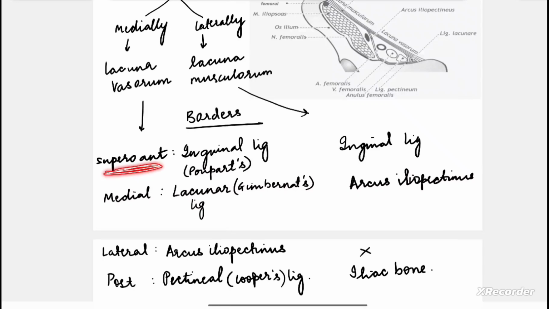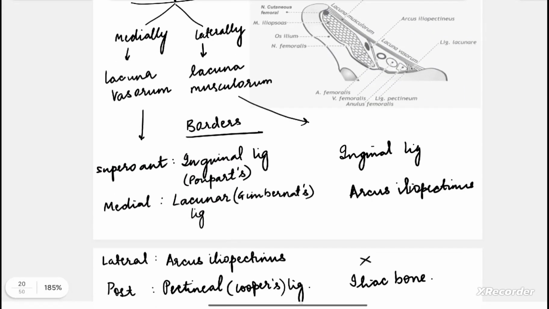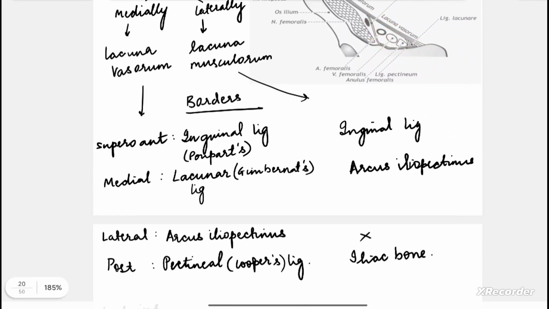Now, superior anteriorly in the lacuna vasorum there is the inguinal ligament. Medially there is the lacunar ligament. See, this is the lacunar ligament medially. Laterally there is the arcus iliopectinus and posteriorly there is the pectineal ligament. Anteriorly inguinal ligament, lacunar ligament, iliopectineal ligament, arcus iliopectinus. Fine. These are the borders of lacuna vasorum.